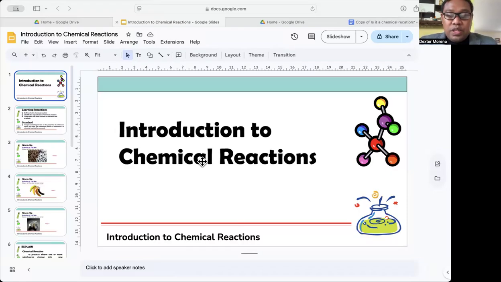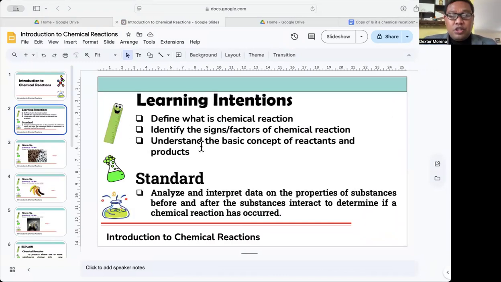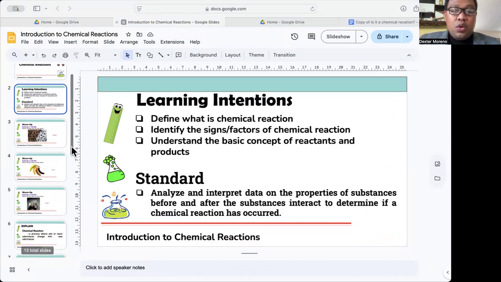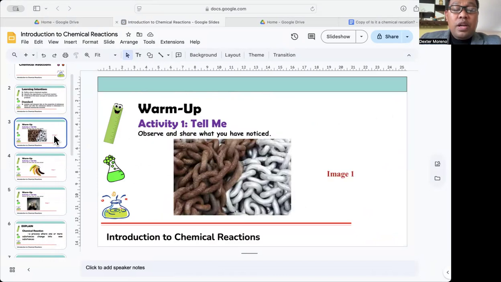All right. Okay, so today we are going to explore a very strong topic in science, and that's what we call chemical reaction. By the end of the lesson, you are expected to define what a chemical reaction is, identify the signs or factors of chemical reaction, and understand the basic concept of reactants and products. We're going to cover the standard: analyze and interpret data on the properties of substances before and after the substances interact to determine if a chemical reaction has occurred. All right, so we will go ahead and get it started with our first activity.